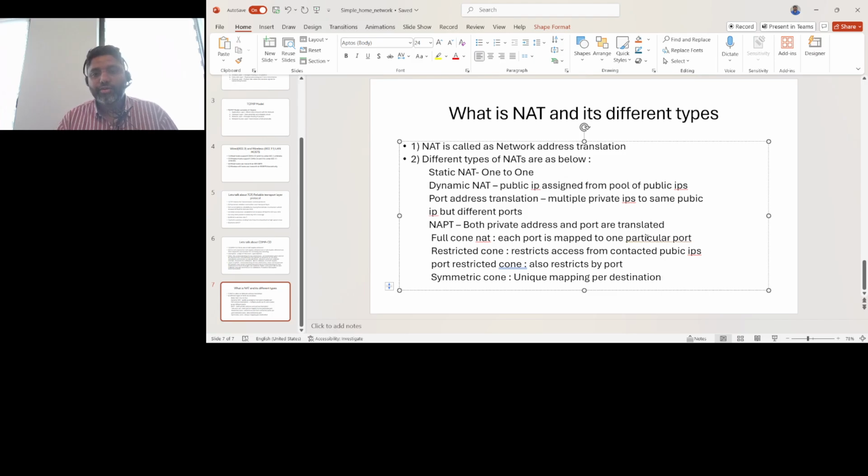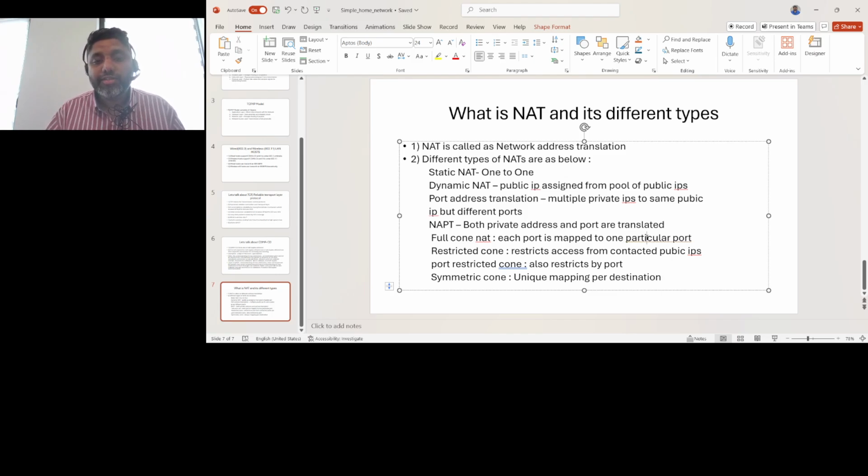So I will repeat again. In full cone NAT, each private IP is translated to a public IP, which is a single public IP for all the private IPs. But once you translate the port, that port and IP combination can be reached from anybody in the backbone network. There is no restriction as such. Once that port is open, anybody else can also send to that port easily.